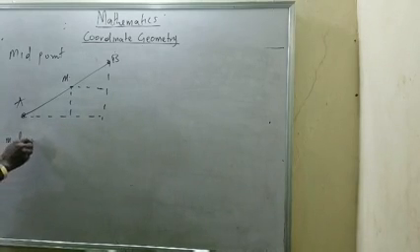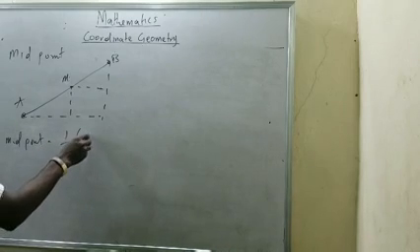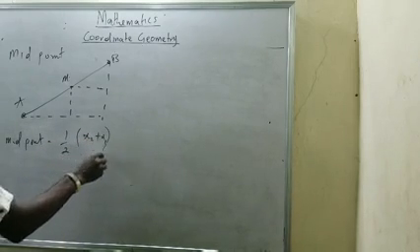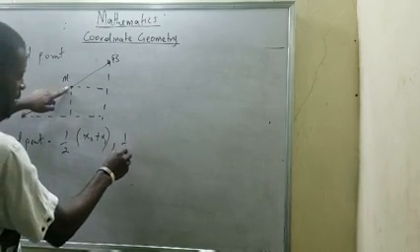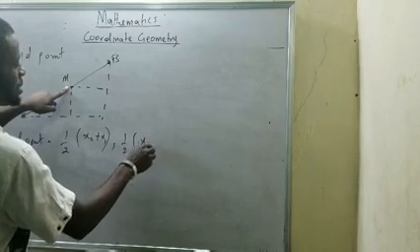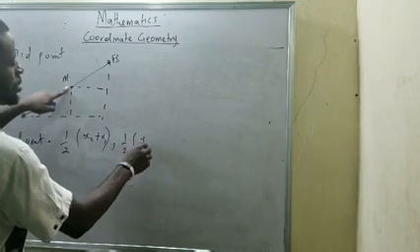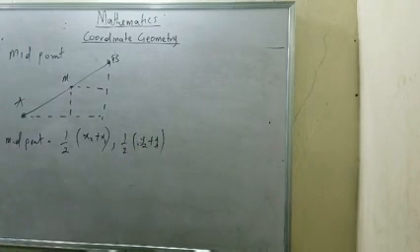It always equals 1 all over 2 of x2 plus x1, comma. Because this is a point, it will now generate your y, which is y2 plus y1. By so doing this, it will generate my midpoint. Let me look for one question under this that will explain this part for us.